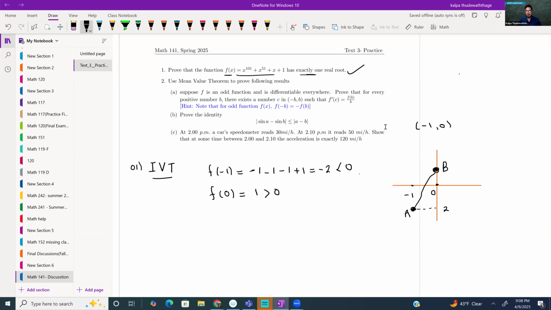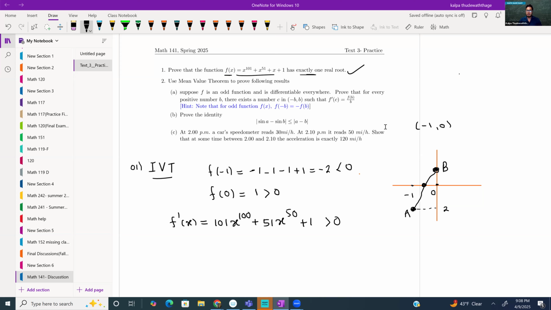But we don't know, there may be more solutions. We know there exists at least one root here, but I want to show that that's the only root. So what I'm going to do is take the derivative. If I take the derivative, it says 51x^50 plus 1. You can see no matter what x I put here, this function is always positive. If you plug in 0, it gives you 1. The first derivative will be 1. But if you put negative x or positive x, it's always positive.